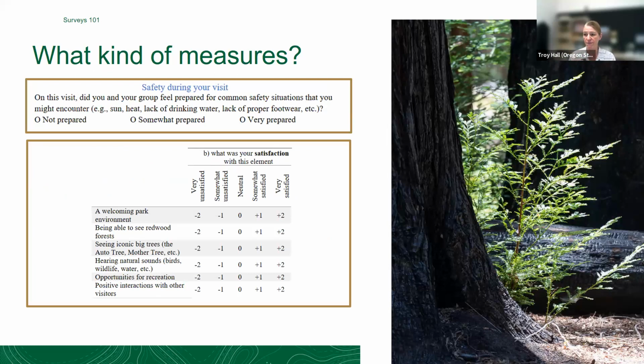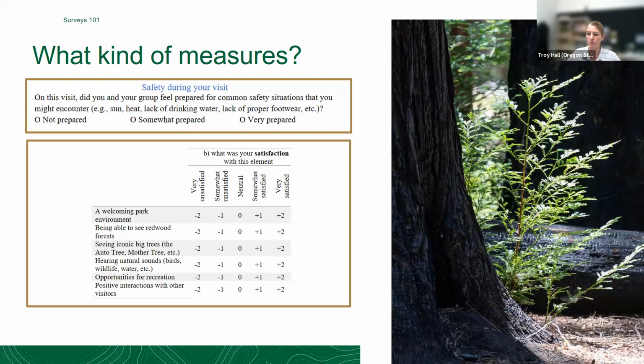One related to safety was a survey question that asked if people felt prepared for common safety conditions that they might encounter. We listed what those were at Big Basin, and they could indicate they felt not prepared, somewhat prepared, or very prepared. And the indicator within the VUM framework could be the percentage of people who felt unprepared, or the percentage of groups that had visitors who felt unprepared for the conditions, and we can objectively and quantitatively document that. Another very common approach is a satisfaction type of element.